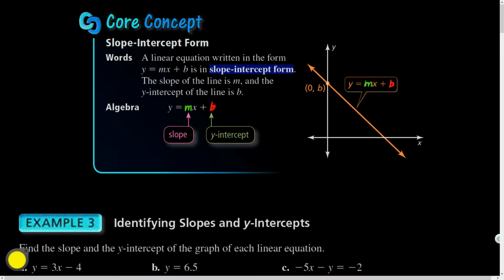So here we go. We've got Slope-Intercept Form. A linear equation written in the form y = mx + b is in slope-intercept form. The slope of the line is m. We've heard that before. That's the same rise over run, right? That's the m that we would get if I do (y2 - y1) over (x2 - x1). That's the same m. And the y-intercept of the line is b. So the effective thing here is once I have an equation in this form, I can simply look at it.